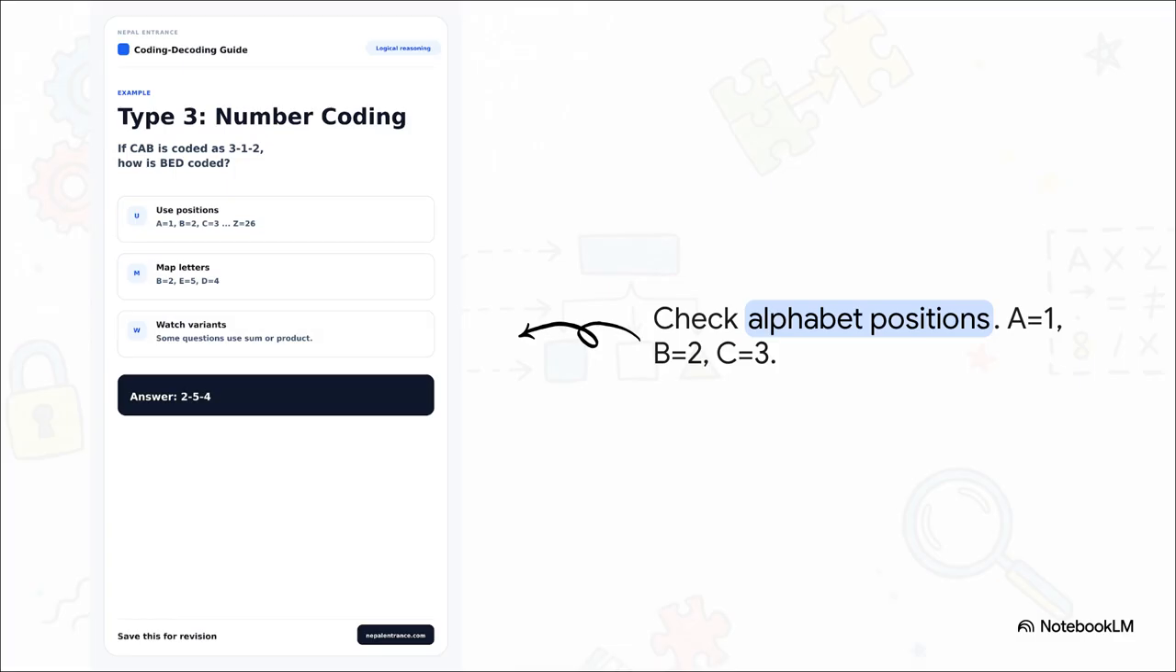If we need to find the code for the word bed, we just map those letters out. B is 2, E is 5, and D is 4. The answer is 254. When you see numbers in a code, immediately think about those alphabet positions.